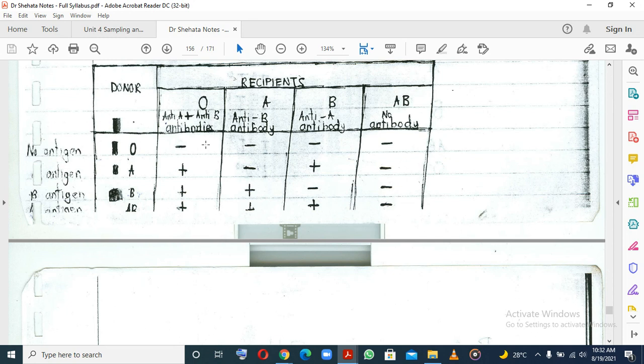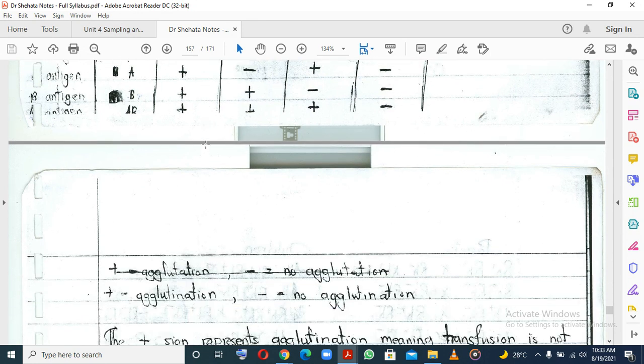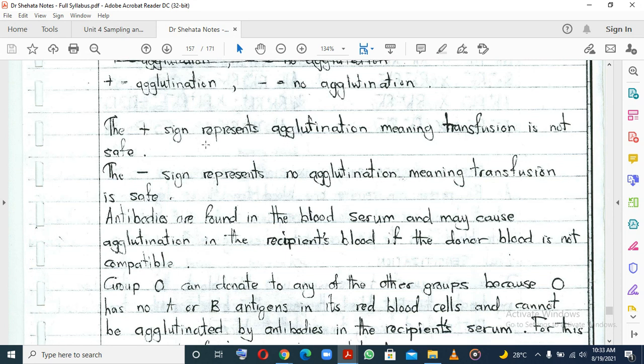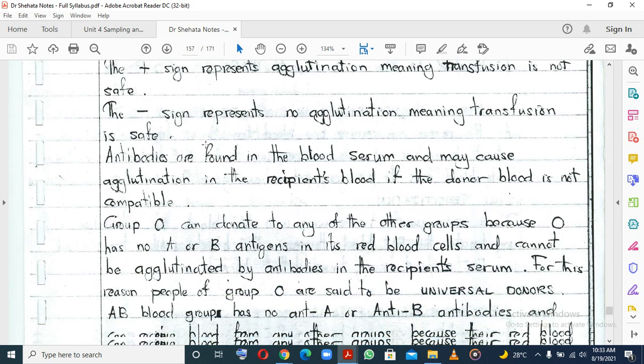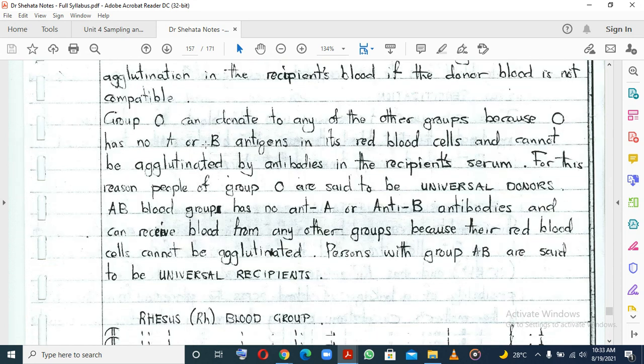But for the other blood groups, where there is a negative, it means it's compatible. Let's say for the second column, you see blood group A. When you put blood group A and blood group A, you see that the sign there is negative. But when you get blood group A and then you follow there on top with B, you see that there is a positive sign, meaning there's agglutination, meaning that blood is not compatible. So that's an important point to take note of. We've explained all these things.